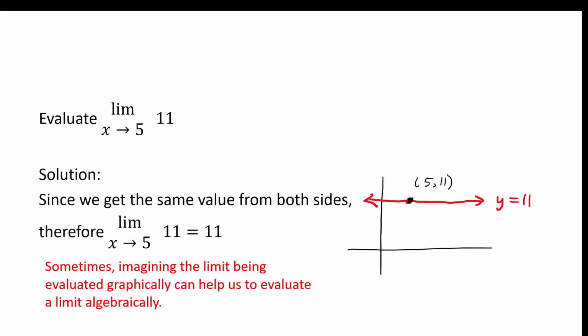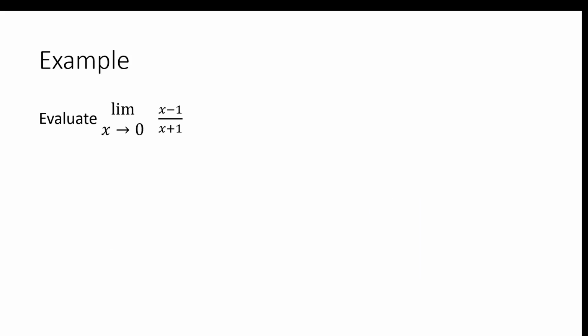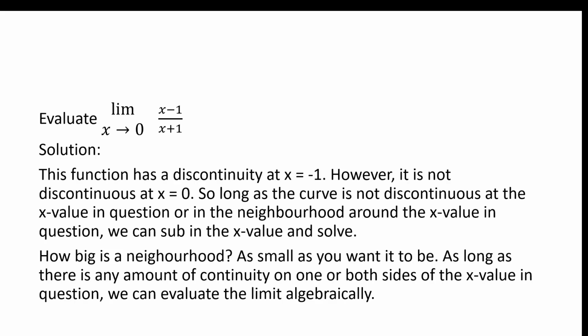Sometimes imagining the limit being evaluated graphically can help you to evaluate a limit algebraically. It's always good to have multiple tools in your toolkit. Now, what if we want to evaluate the limit as x goes to 0 of (x - 1)/(x + 1)? This might look like a tough question at first, but it's really not, because the function has a discontinuity at x equals -1. Granted, there's a vertical asymptote there, but it's not discontinuous at x equals 0. It's got continuity on both sides.